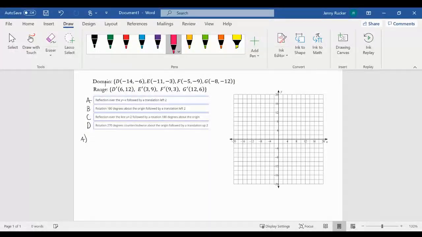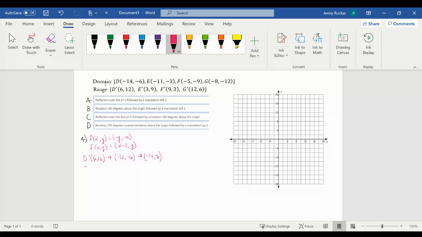In choice A, we have reflect over the line y equals negative x. So that function rule is opposite of y, opposite of x, followed by a translation left 2. So the left 2 is x minus 2, y. Let's check this for D prime. If I start at D prime, which is at 6, 12, and I apply the function rule over y equals negative x, that's negative 12, negative 6, and then I apply the translation left 2, negative 12 minus 2 is negative 14, and then the y value stays at negative 6, so this does work.